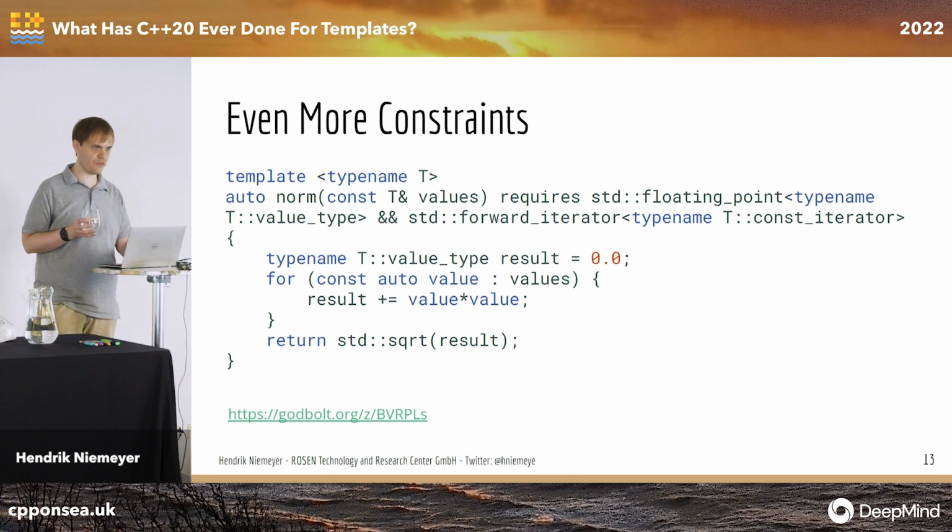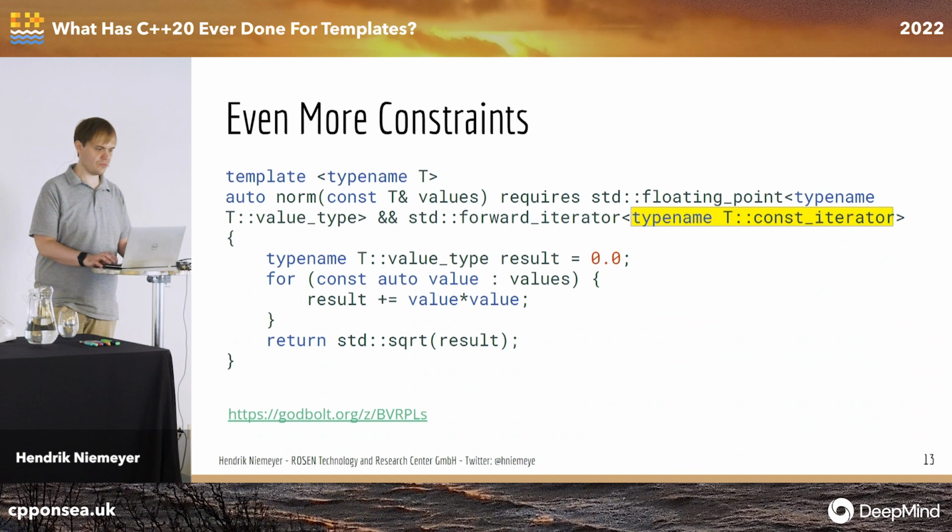So what happens now if we want to make our constraint for our norm function a little bit more complicated? Instead of having a std vector of t values, now I write it a little bit differently. I have a template, and now it's const t reference values. And the idea is that t is now a container which contains floating points. And I can change my requires clause here to reflect that.